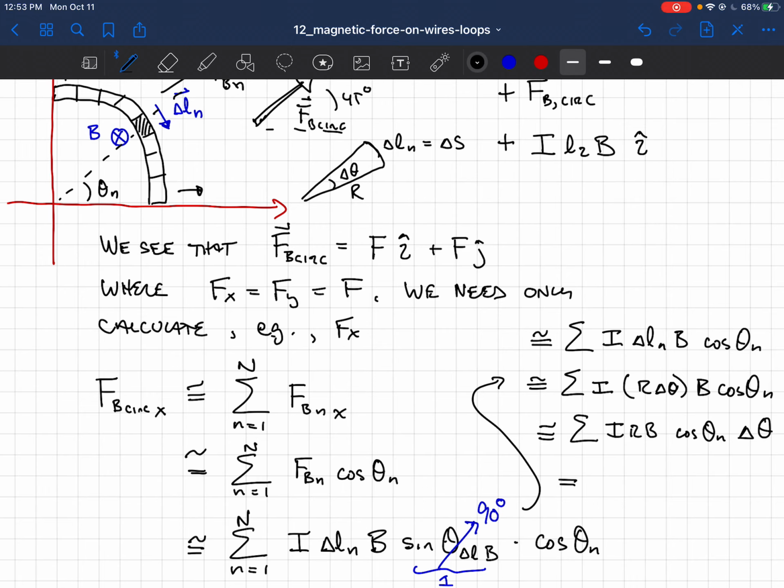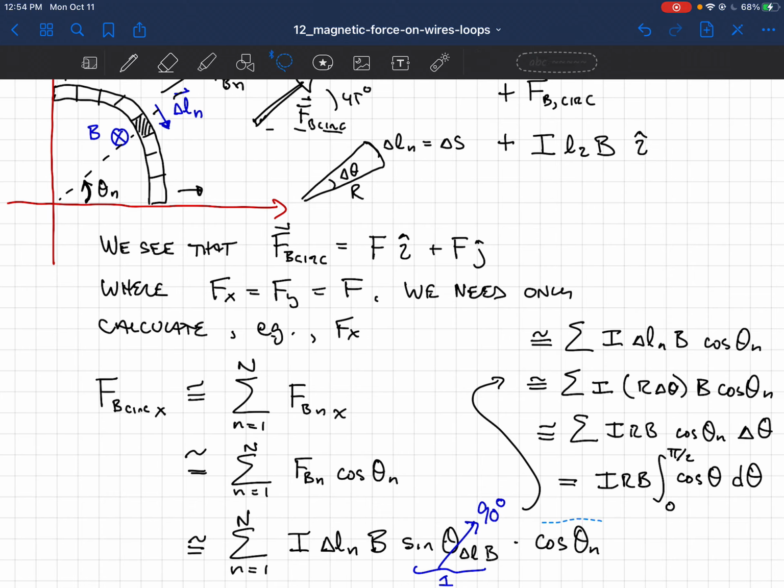And then when you take the limit of that as the number of chunks goes to infinity, then you get the integral, I R B integral cosine theta, where theta n becomes just theta, delta theta becomes d theta, and now we need to check and see what our limits of integration are. Well, the way that I labeled this is that theta is an angle that goes from the x-axis up to the chunk. So to get the whole arc, I have to go from theta n equal to 0 up to theta n equal to pi over 2. So we have the integral from 0 to pi over 2.